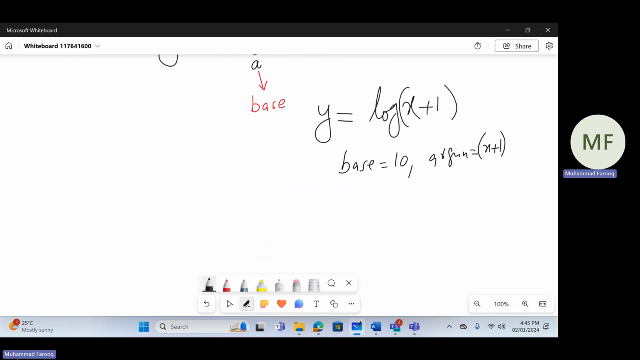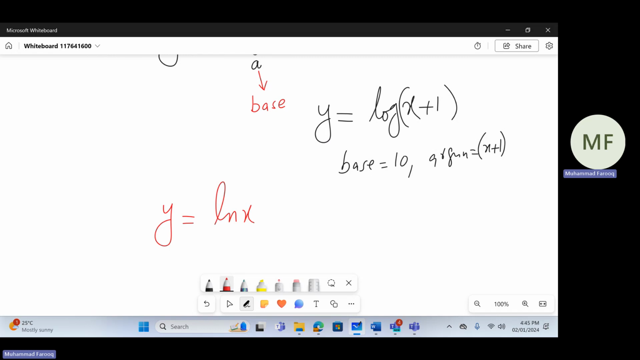Now let me write the natural log. How much is the argument here? The argument is x. And the base? The base is e. Please, this is the way you have to understand it.